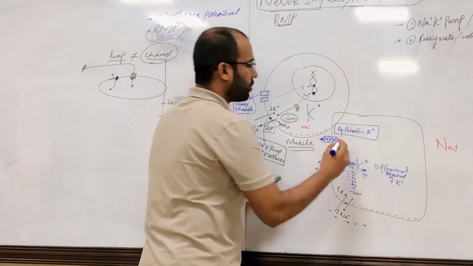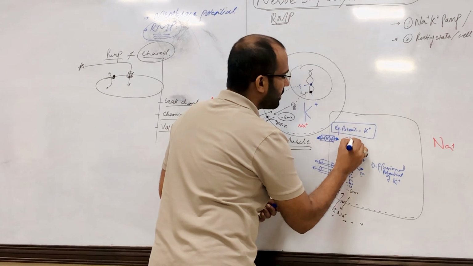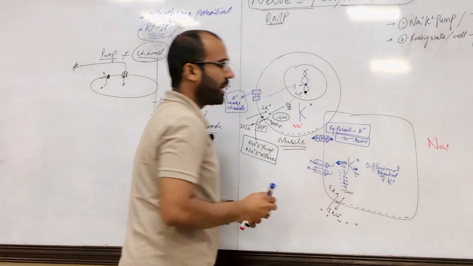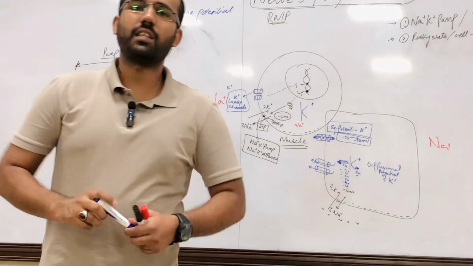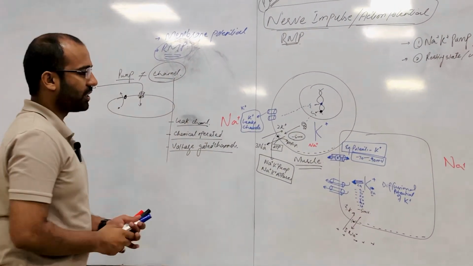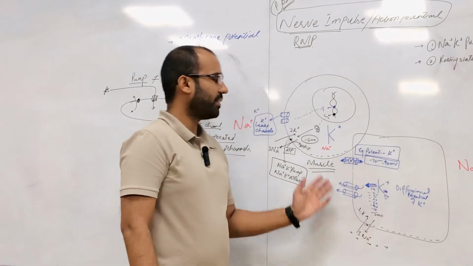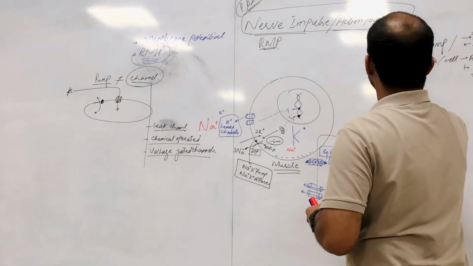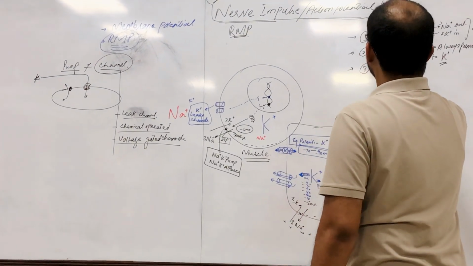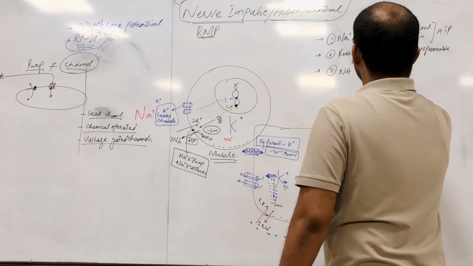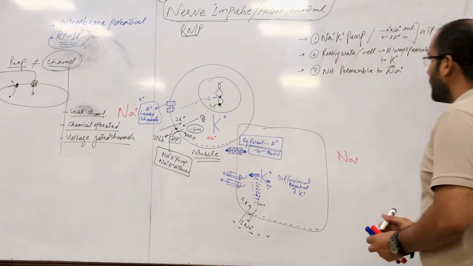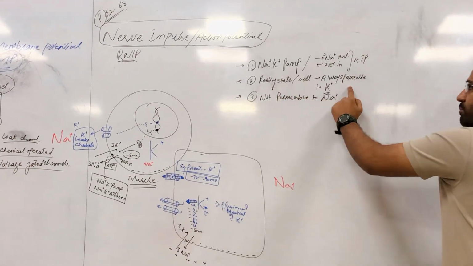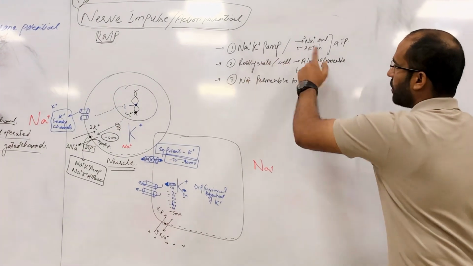This is almost ranging from -70 to -90 millivolts. The equilibrium potential of potassium is also the resting membrane potential. So at the resting state, the cell membrane is not permeable to sodium. These 3 points are very important. The resting membrane is not permeable to sodium. The resting state cell is always permeable to potassium, and there is the sodium potassium pump.